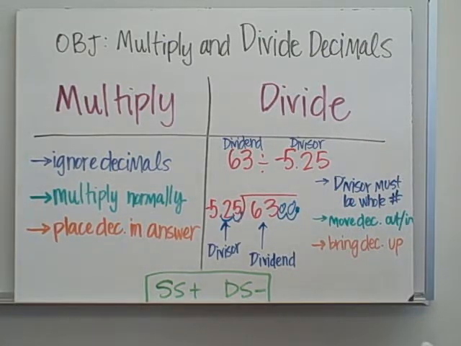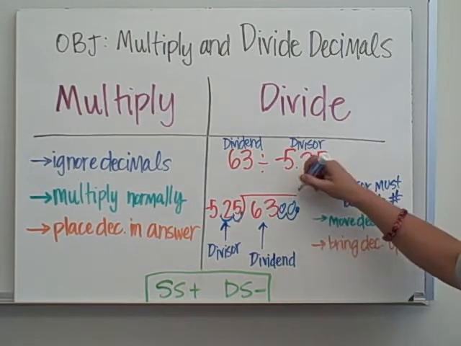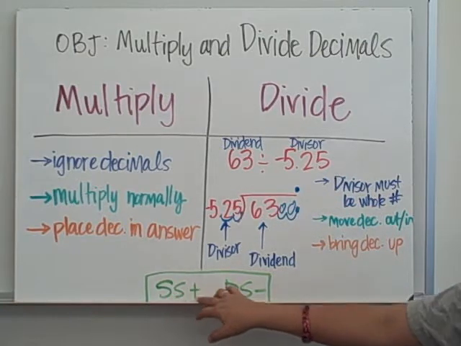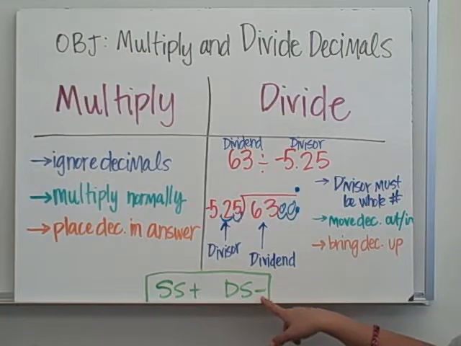And that's just a little reminder. You move the decimal on the outside and the inside, and then you bring your decimal up. So wherever it is down here, you bring it up to the top of your little house. And then just a reminder, same signs are positive, different signs are negative.